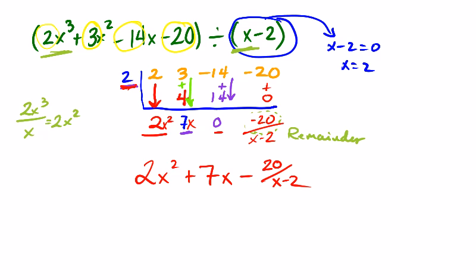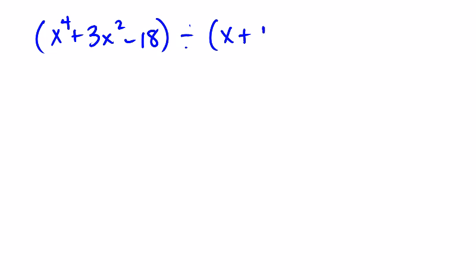It's way faster than long division, but the problem is it only works when you have x and then a number. So let's try one more example. This example is going to require you to look for some missing terms. So let's say that you've got x to the 4th plus 3x squared minus 18, and you want to divide that by x plus 1. All right. First, let's set up our box here. When we set up the coefficients, the very first one is a 1 in front of this x to the 4th. But notice how there's no x to the 3rd.